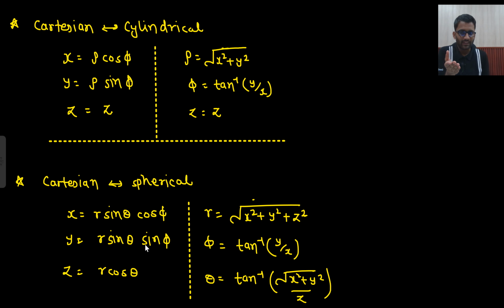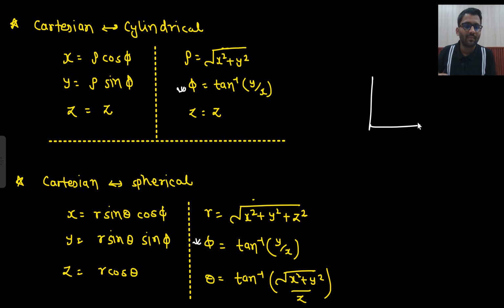From here you can find the phi as well. How will you find? Tan inverse y by x only, because this phi and this phi are the same. r was simply root x square plus y square plus z square. And what was your theta? Theta was tan inverse root x square plus y square by z. How would you remember theta? So theta was tan inverse rho by z.